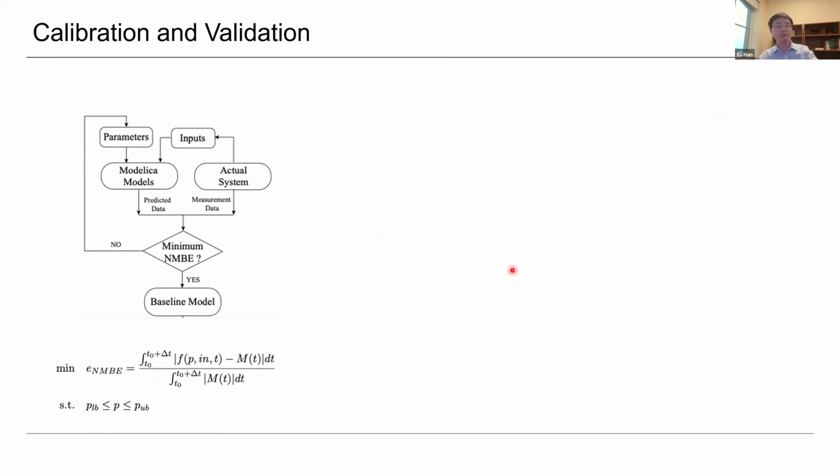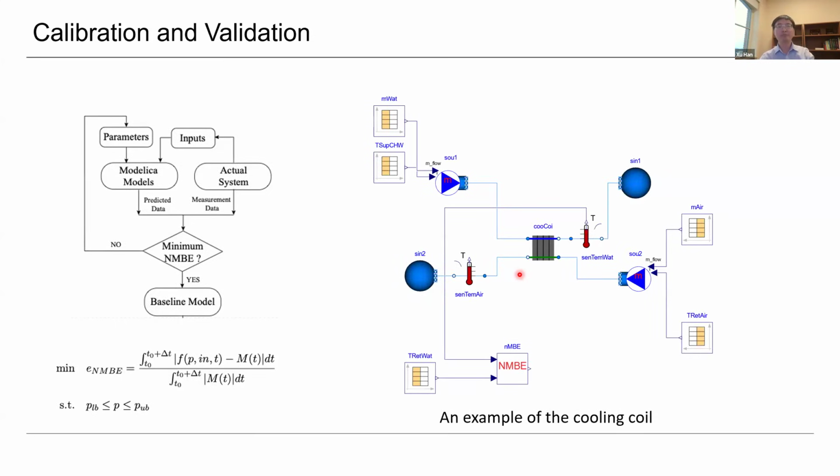Okay, so after we implemented the Modelica model for the system, the next step is we want to know how accurate our model is, right? So we do two steps. One is we do calibration, right? We want to calibrate some parameters by minimizing the discrepancy between the simulation and the measurement, right? We do the calibration first, and then we do the validation. This is like in machine learning, we do training and then you do test, right? It's similar.